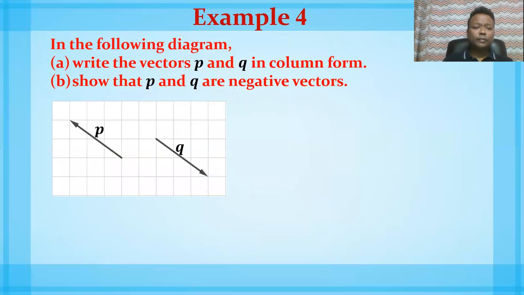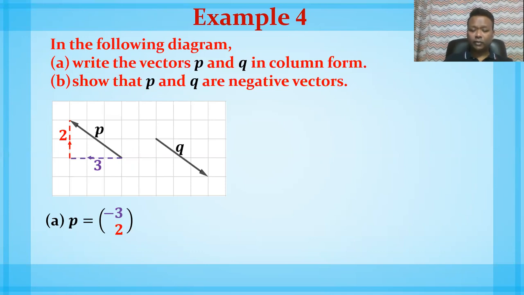Students, the following example deals with negative vectors. In the following diagram, in part A, write the vectors P and Q in column form. In part B, show that P and Q are negative vectors. So let us start by expressing P in column form, by first considering the horizontal movement from the starting point, which is 3 units to the left. So we write negative 3 in the first row. Next, we look at the vertical movement, which is 2 units upwards. So we write 2 in the second row.